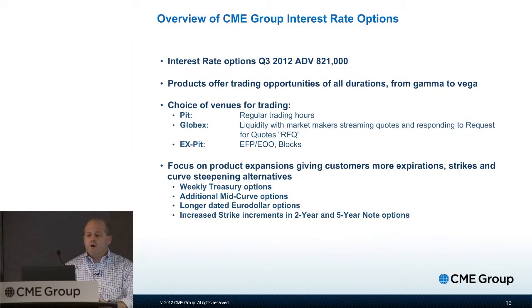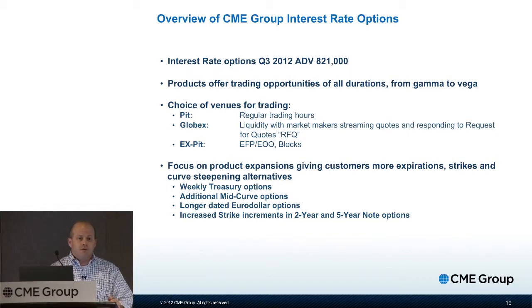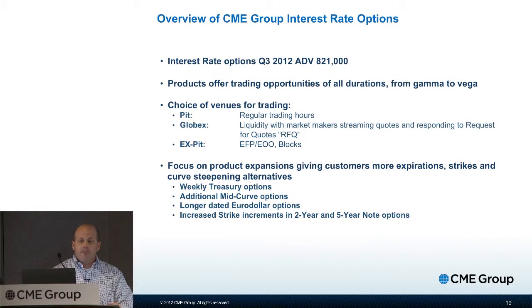So just a quick overview. Interest rate options are definitely our largest options products that are traded at CME. Average daily volume between the Eurodollars and the Treasuries is over 800,000 contracts a day. About 350,000 of that comes from the Treasury options. Eurodollar options, about 500,000 or 600,000 of that comes.